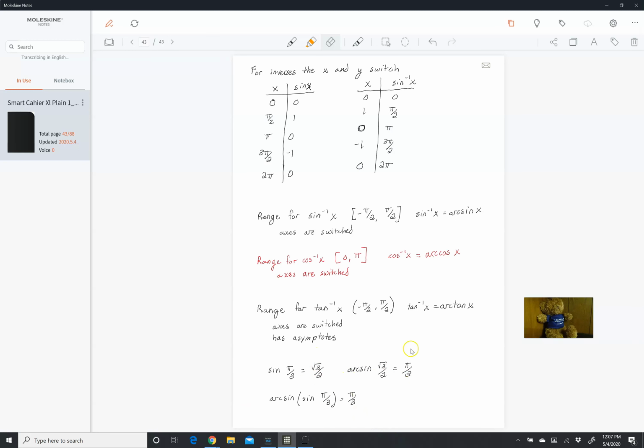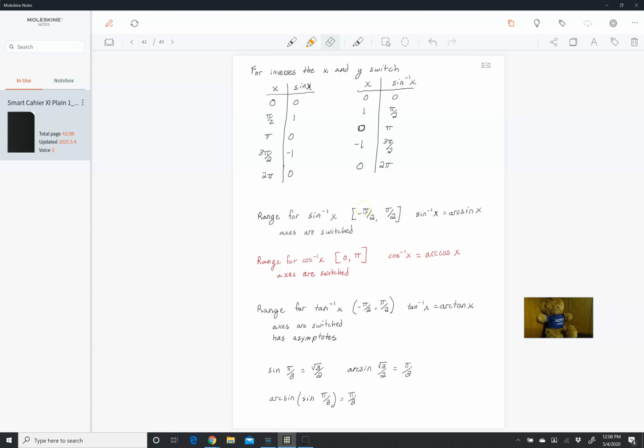When you do something like this, you have to keep in mind that your answer has to be within the range, okay? If it's not within the range, then you have to make it within the range, okay? So if we had said, what is the arc sine of negative root 3 over 2, we're saying that the sine is negative, you would have to say, well, it's negative 300 degrees. Okay, because this is between negative 90 degrees and 90 degrees. Sorry, it's negative 60 degrees.